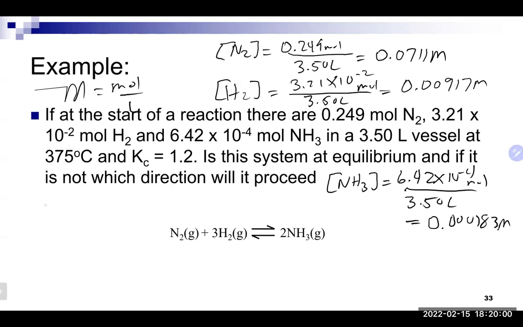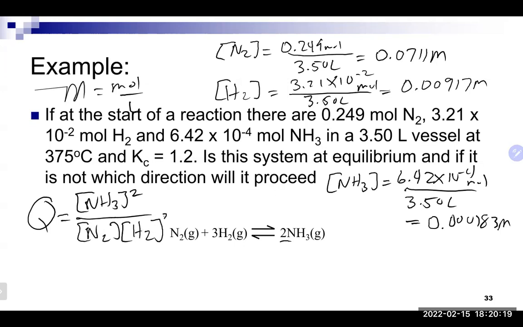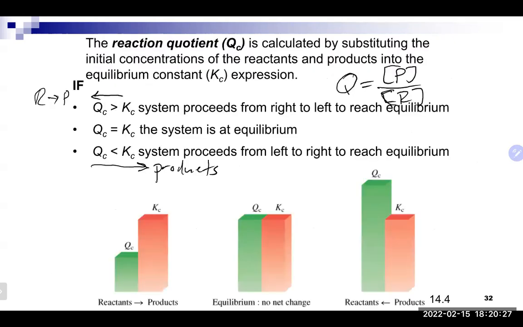Q is calculated the exact same way as we would calculate our K. So we would take the concentration of NH3, and we need to square it because of the coefficient that's here. We would then divide it by the concentration of N2 and the concentration of H2, and obviously we want to cube it in that case. Any questions so far? All right, so we're going to plug this in.